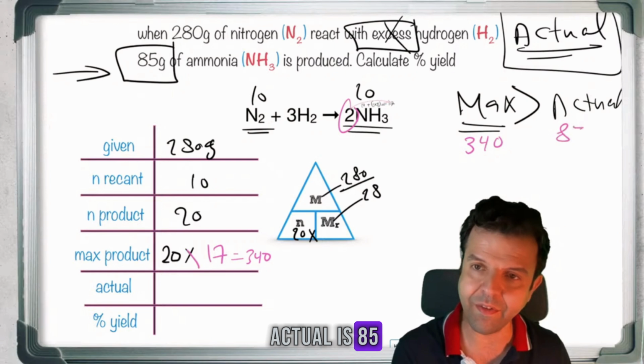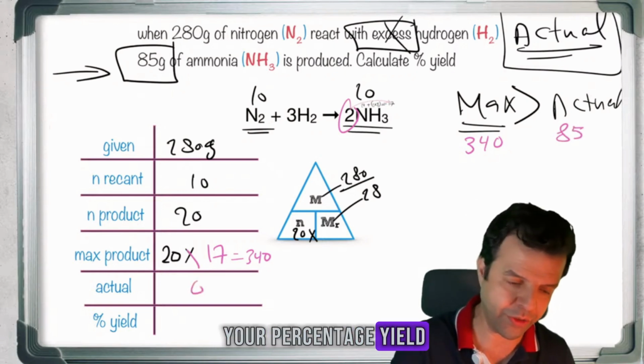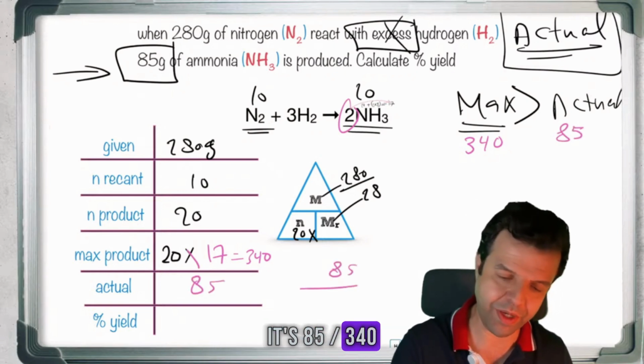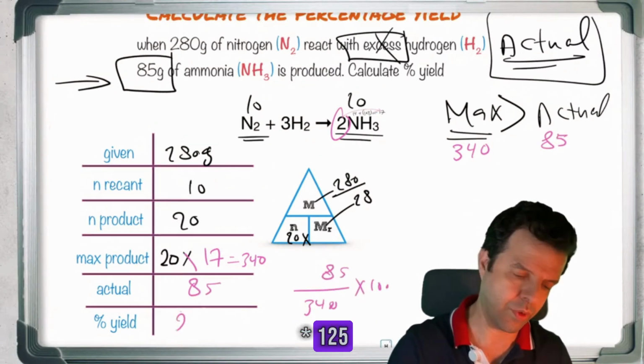Actual is 85. So how much is your percentage yield? It's 85 divided by 340 times 100.